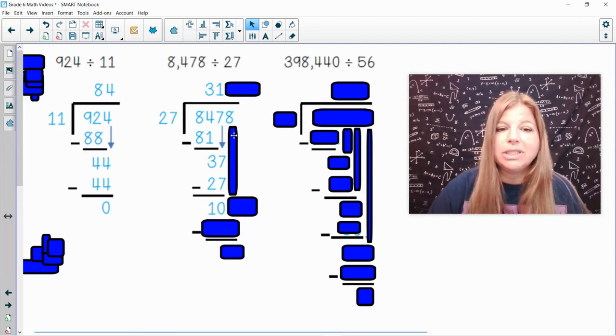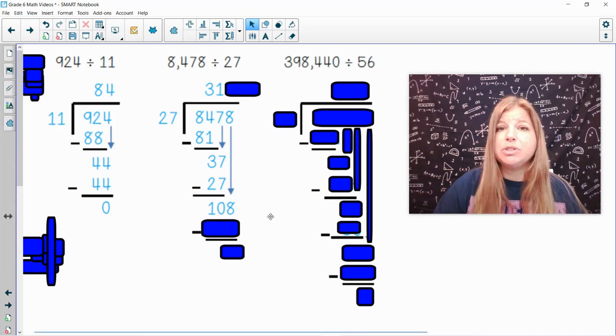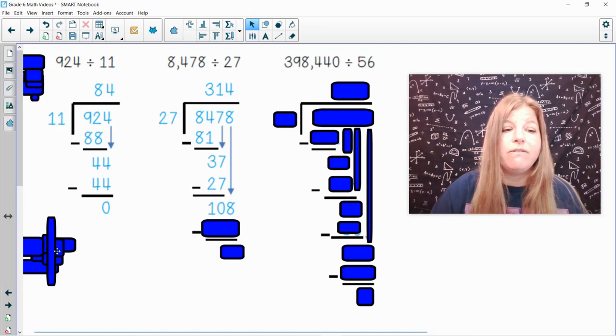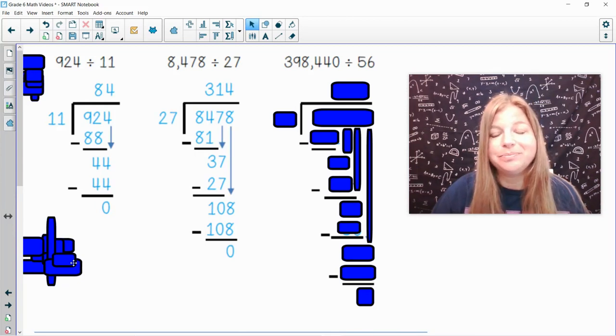And then I have one more digit here that I need to bring down. I bring down that 8 to make 108. And then I ask myself, 27 goes into 108 how many times? Well, let's see. 27 times 2 is 54. And 54 doubled is 108. So 27 goes into 108 4 times because 27 times 4 is 108. I subtract them and I get 0.